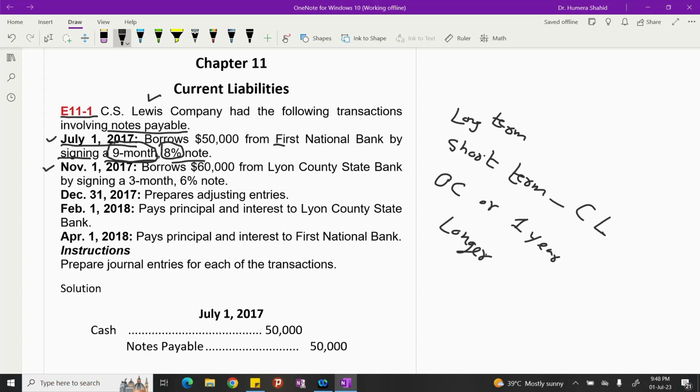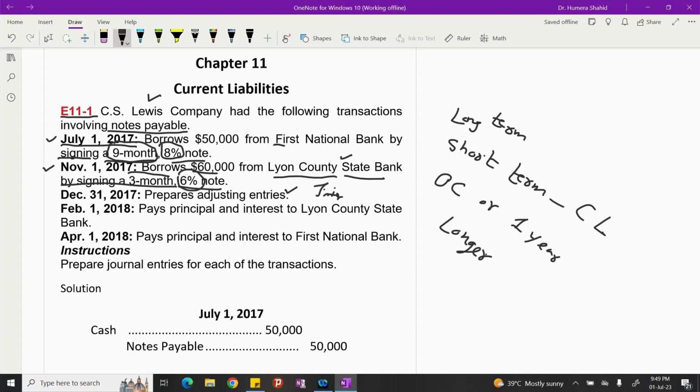The second is on November 1st, 2017, borrows $60,000 from Lincoln County State Bank by signing a 3 months 6% note. Now it's 3 months, it also fits into the definition of current liability, and 6% is the interest on this note, and this is another bank. This is not First National Bank, so this is another borrowing, another note. December 31st, 2017, they want us to record the adjusting entries. In this question, the adjusting entries are regarding the notes payable, and notes payable adjusting entries are always interest.